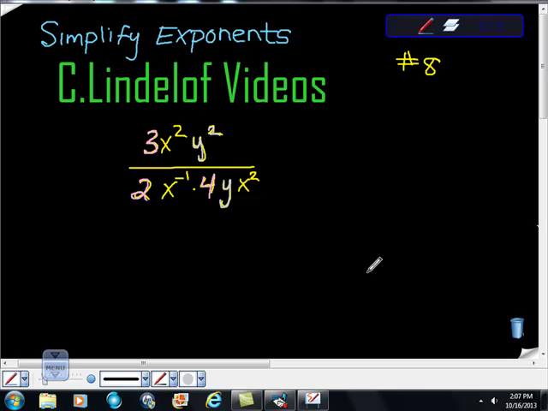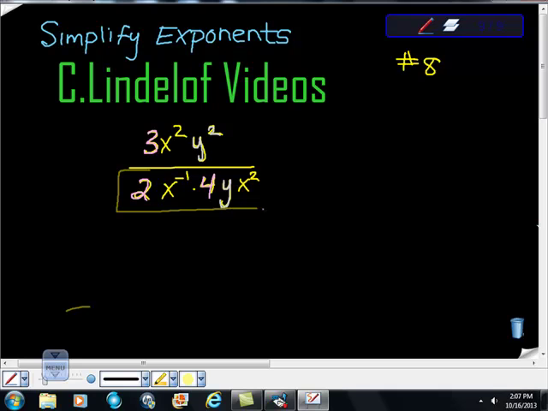Simplifying exponents, number 8. Maybe simplifying before you simplify might be a good idea sometimes. So what I've done is I've actually color coded this a little bit. And what I really want to take a look at is, is there anything in the numerator or the denominator that we can simplify before we move forward?